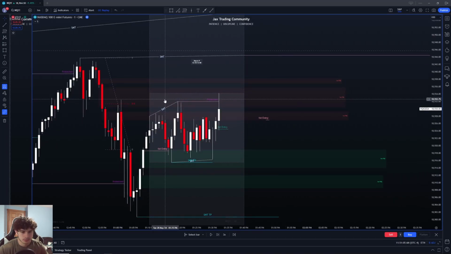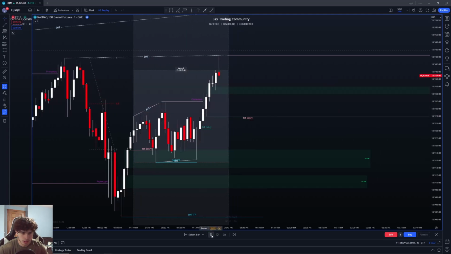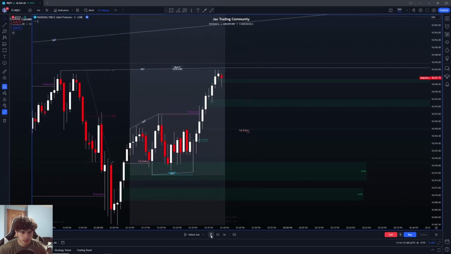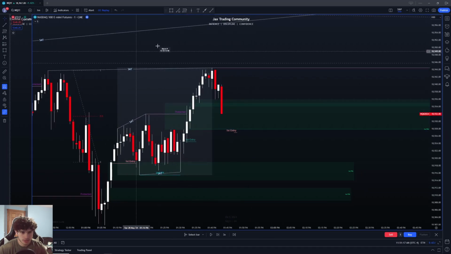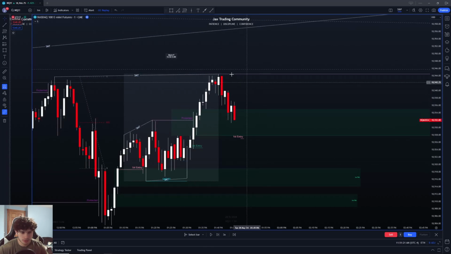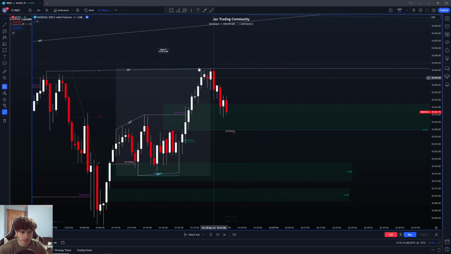So here's the protected high, it gets targeted. We come up and we take out this high right here. So that would be your trade. And then right here, we form an SMT, displacement down. This would be your protected high. I would want to take an entry in a possible first fair value gap that we form and tap into.